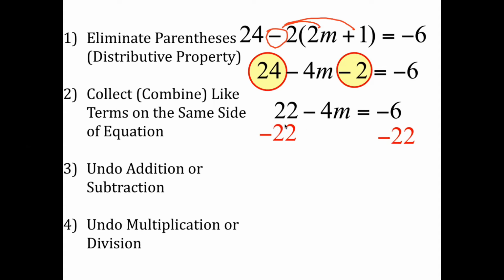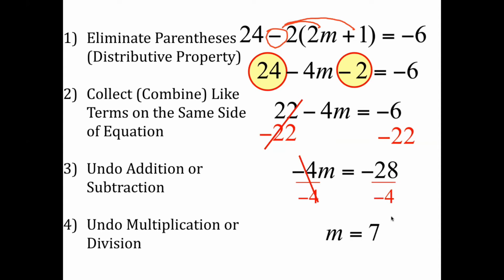Once you subtract 22 from both sides, 22 cancels, and negative 6 minus 22 will equal negative 28. The subtraction sign before 4m was never canceled since we subtracted 22, so it remains there. Now you can undo your multiplication by dividing both sides by negative 4. Negative 4 cancels, and negative 28 divided by negative 4 will equal 7. So your m value will equal 7.